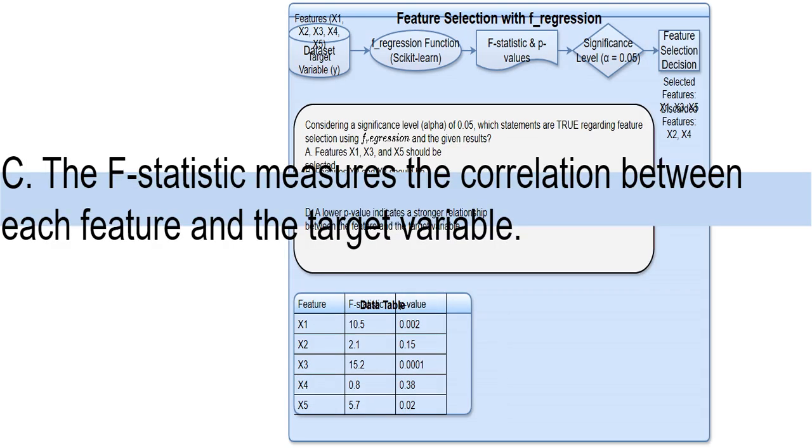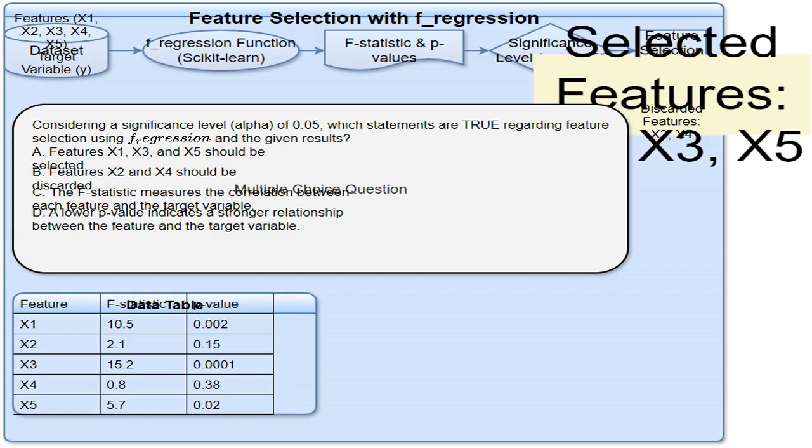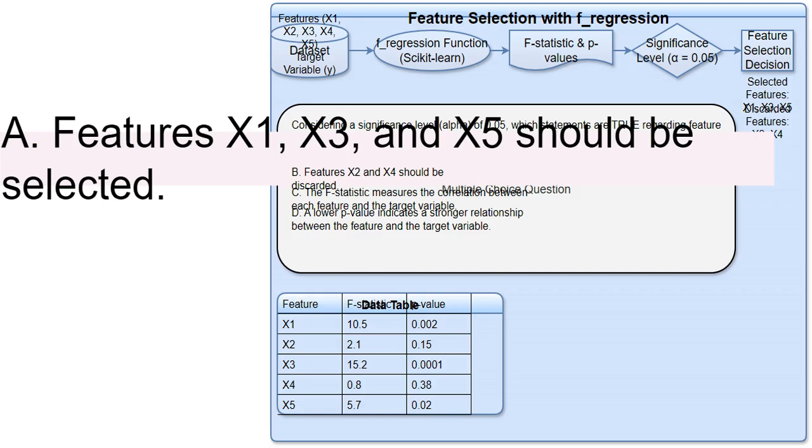This table summarizes the f-statistic and p-value for each feature, providing the data I use to make my feature selection decisions. It's the key to solving the problem. This section introduces the core problem, using f_regression for feature selection in a regression problem. This section presents a multiple-choice question that evaluates my understanding of feature selection using f_regression. This statement is false.